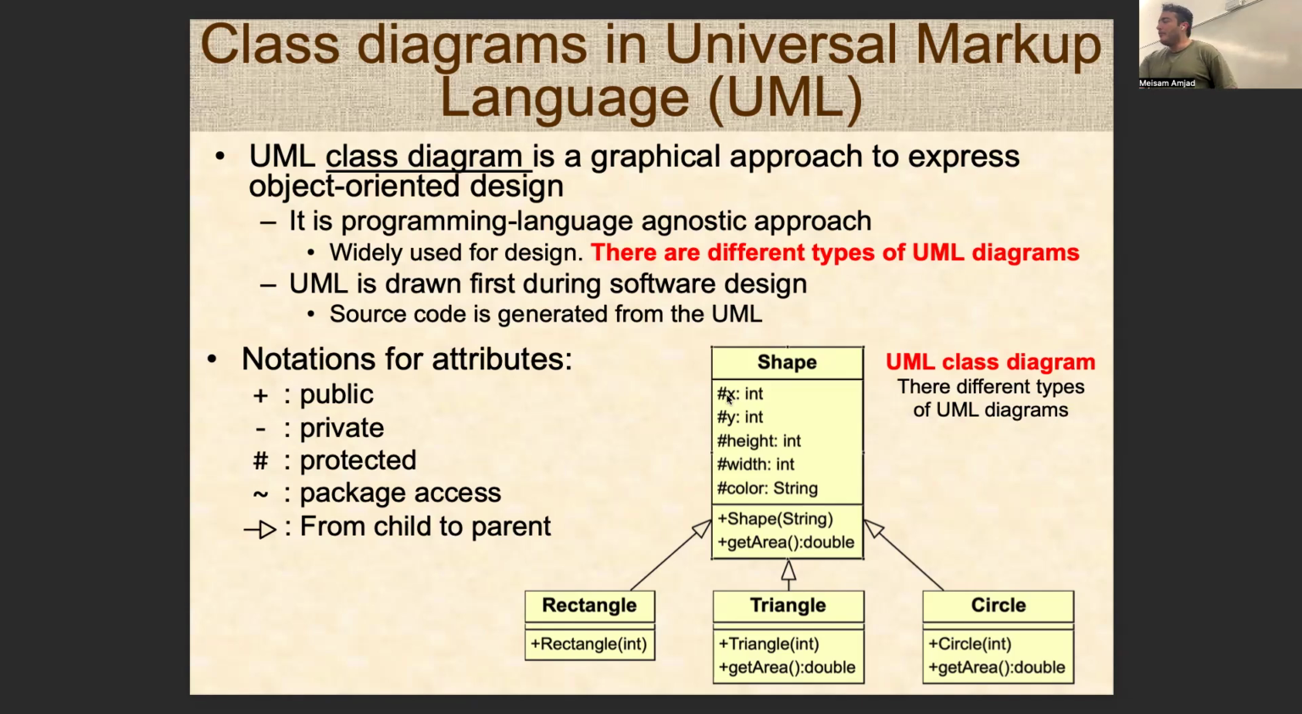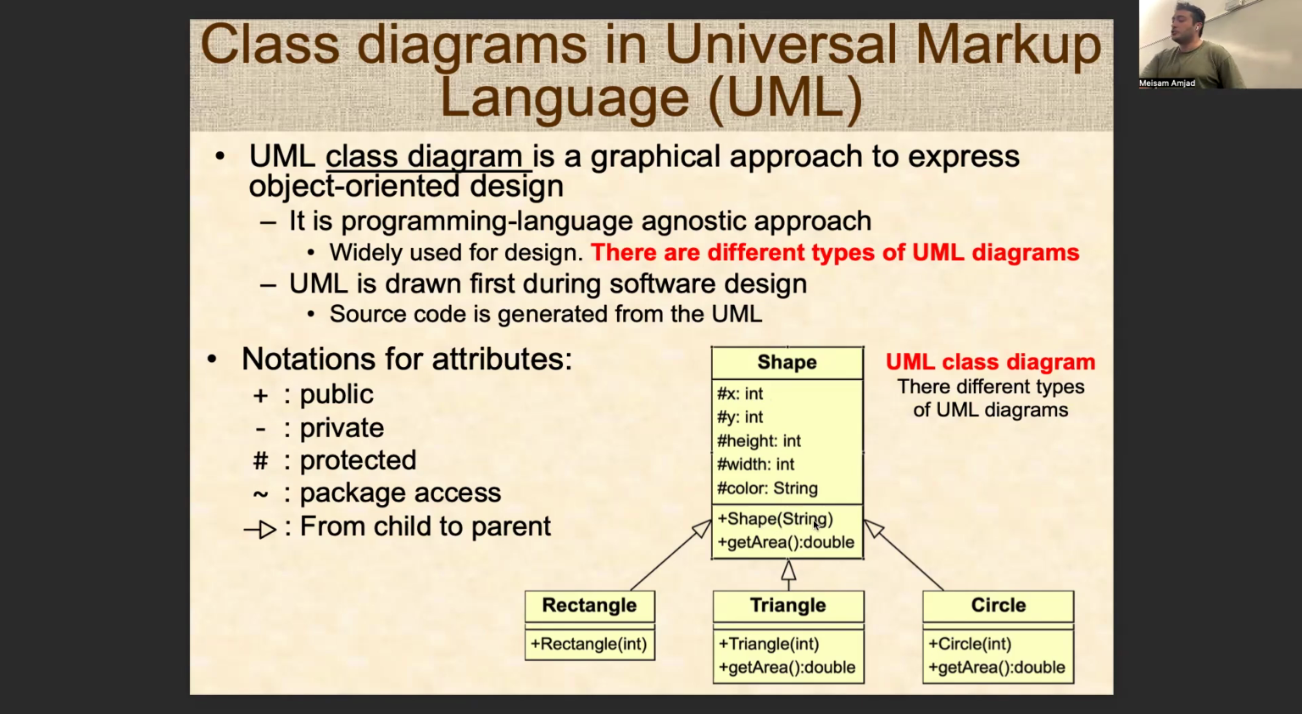So for example, I have an instance variable which is protected. It's an integer. Another one is an integer. Another one is an integer. Another one is a string. And then these are the list of constructors that I have.